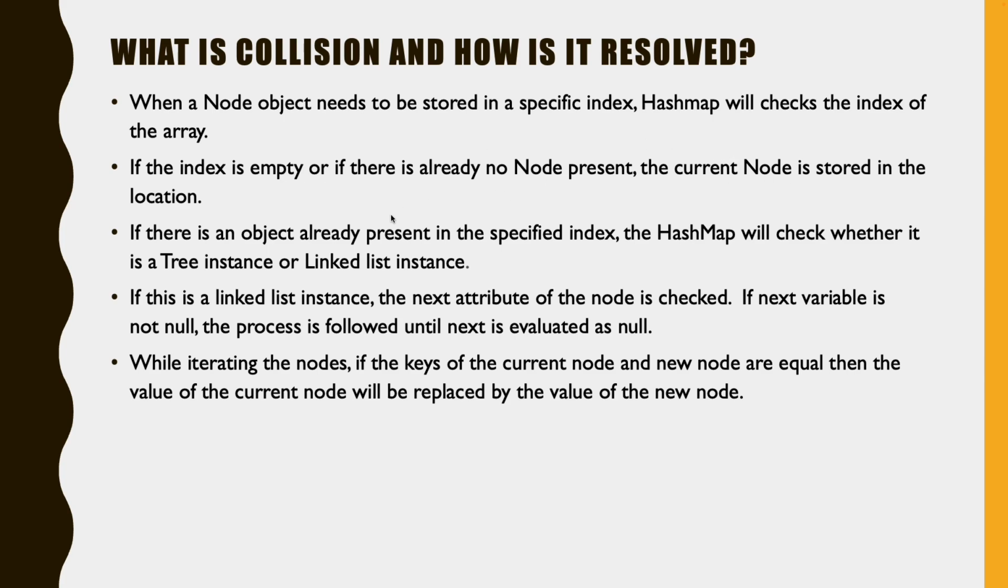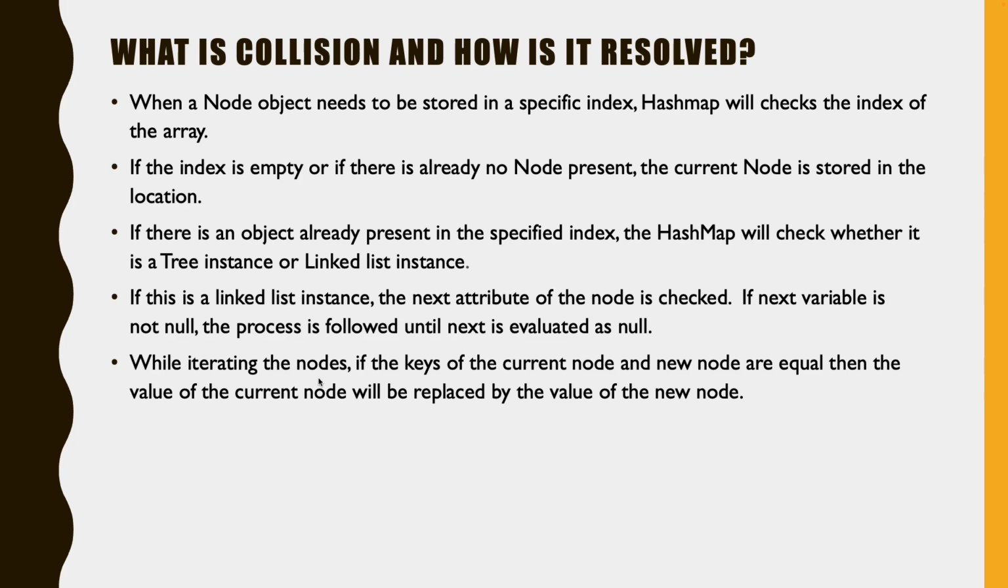In our case, for the first element, the index was empty, so the current node was directly stored in that location. If there is an object already present in the specified index, suppose in our example, for the key value 12, it comes to the second location and the second location was full, then the HashMap will check whether it is a tree instance or a linked list instance. In our case, it was a linked list instance. So if this is a linked list instance, the next attribute of the node is checked. If the next attribute is not null, then the process is followed until the next is evaluated as null. In our case, the next pointer was null, so we place the current node in the same position.